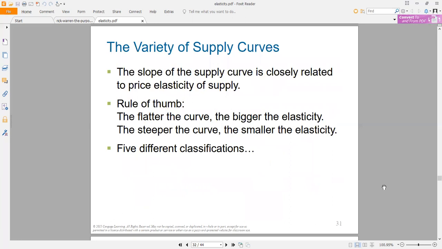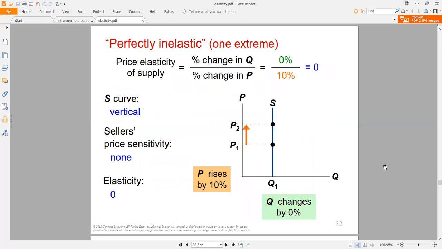Now we look at the variety of supply curves. The slope of the supply curve is also related to the price elasticity of supply. It's just like the demand. The flatter the curve, the bigger the price elasticity of supply. And the steeper the curve, the smaller the price elasticity of supply. So here too, we have 5 types. It's basically like the demand one.